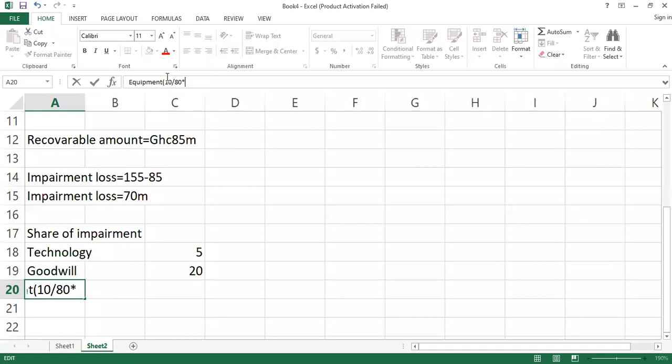It was 70. Technology took 5. And goodwill also took 20. So what will be the remaining one? 70 minus 25. 45. Okay. So what are we getting? Linus, can you go over that place again?